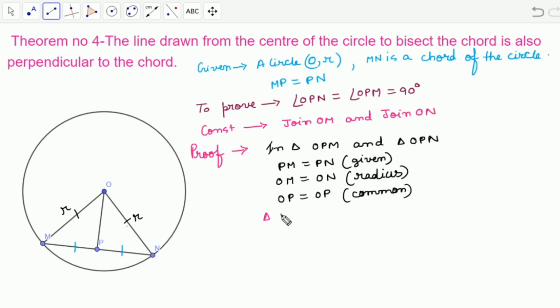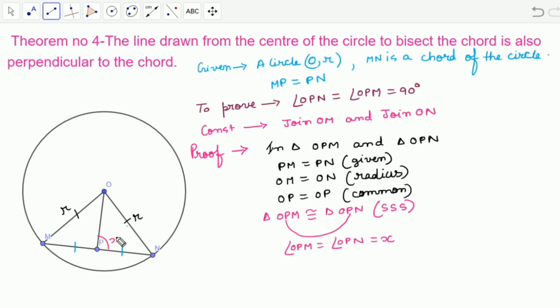So triangle OPM will be congruent to triangle OPN, since OP equals OP and PM equals PN, so the name will be OPN, right? Obviously the three sides are equal, so the congruency will be SSS, side congruency. And now because of CPCT, angle OPM is equal to angle OPN. Let both of them be equal and let them be X.